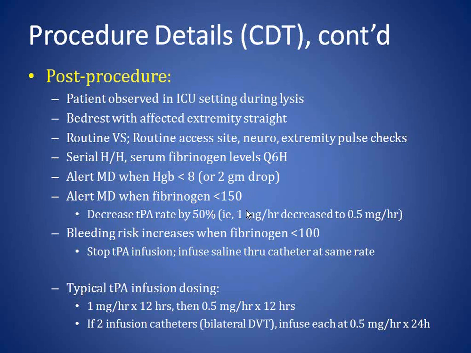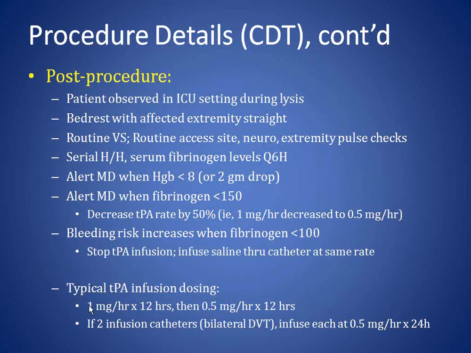So if you were doing 1 milligram an hour, you drop it to 0.5. When the fibrinogen gets below 100, they are at risk for bleeding, so you usually stop the TPA, and then you just infuse saline through the catheter. You can keep the heparin going through the sheath just to keep the sheath open until you bring the patient back for the follow-up venogram.